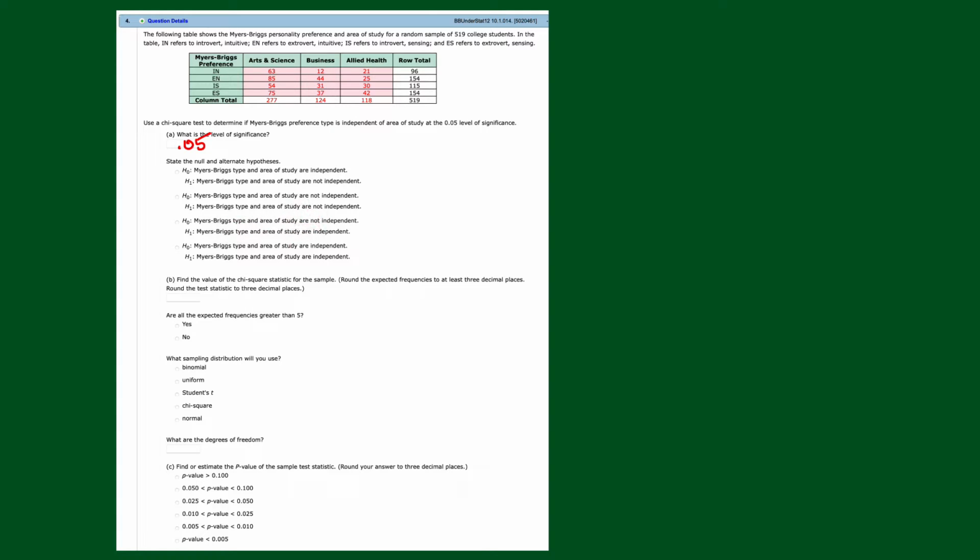This is not independent again. This says that they are independent and they are independent. Okay, that makes no sense. So the only one that makes sense is this top one up here. And then we're asked to find the value of the chi-square statistic.